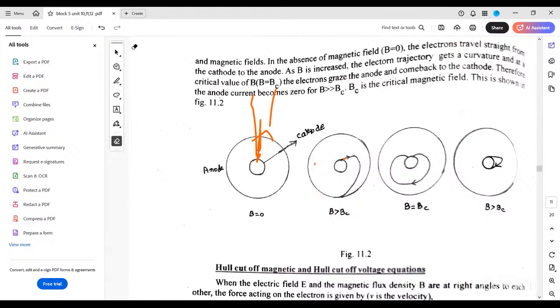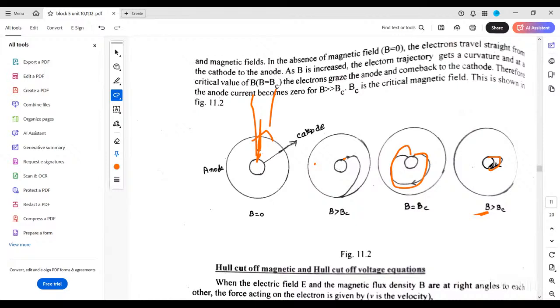Next, if the magnetic field and the critical magnetic field are both equal, what happens? It comes back to its original position. If the magnetic field is much greater, there is a difference in the field. This is B greater than BC, and this is also B greater than BC, but the variation of magnetic field is different. At that time, what happens? It is not traveling a long distance. For a smaller distance only, its path touches the cathode.